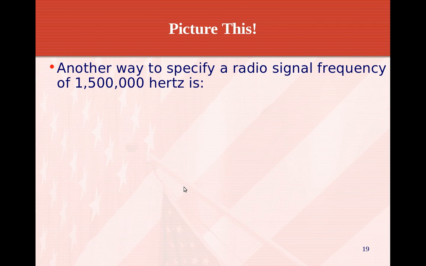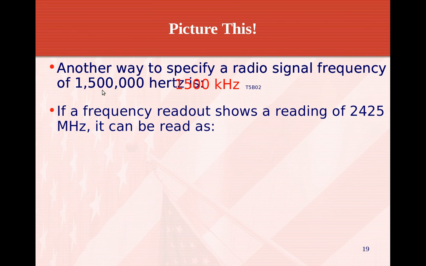Another way to specify a radio signal is 1,500,000 hertz, which is 1,500 kilohertz. If the frequency shows a reading of 2425 megahertz, you can read it as 2.425 gigahertz. So we're just moving it over 3 decimal points. So go from hertz to kilohertz, you move the decimal place over 3, and then it's 1,500 kilohertz. If we want to convert to megahertz, we move over another 3, that would be 1.5 megahertz.